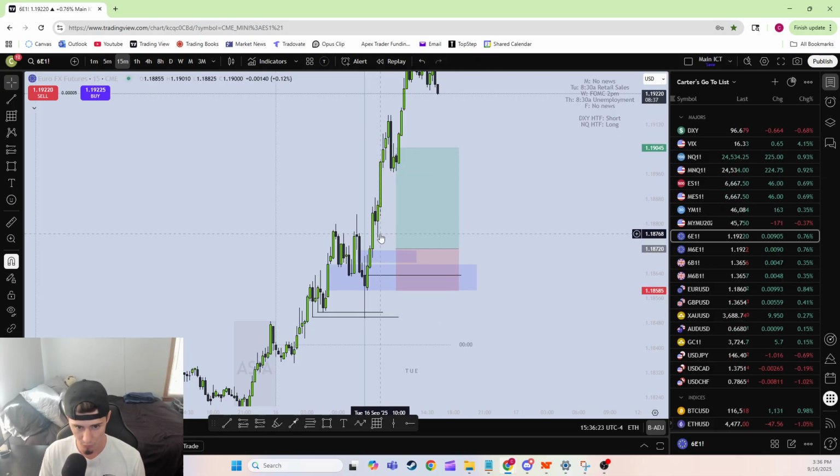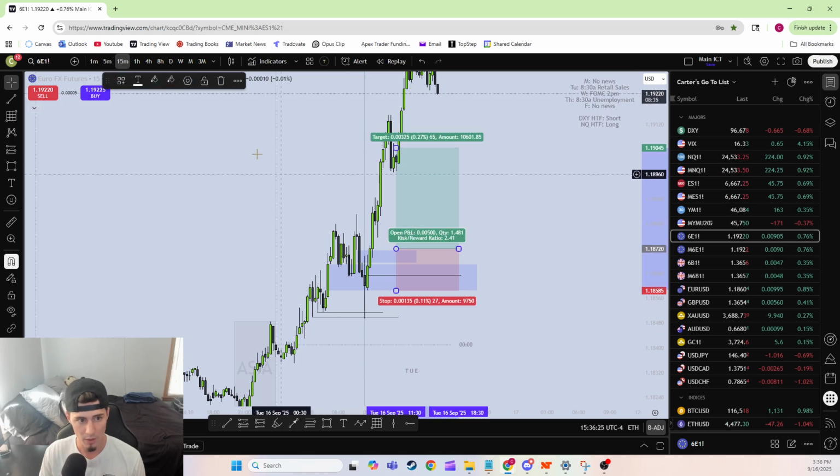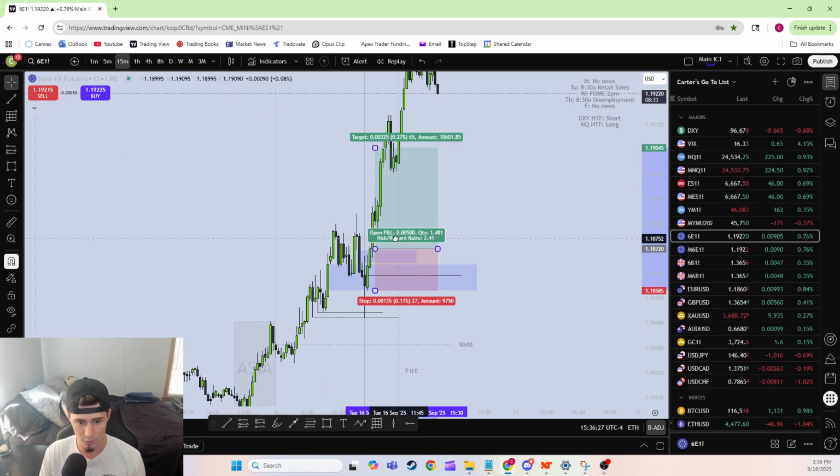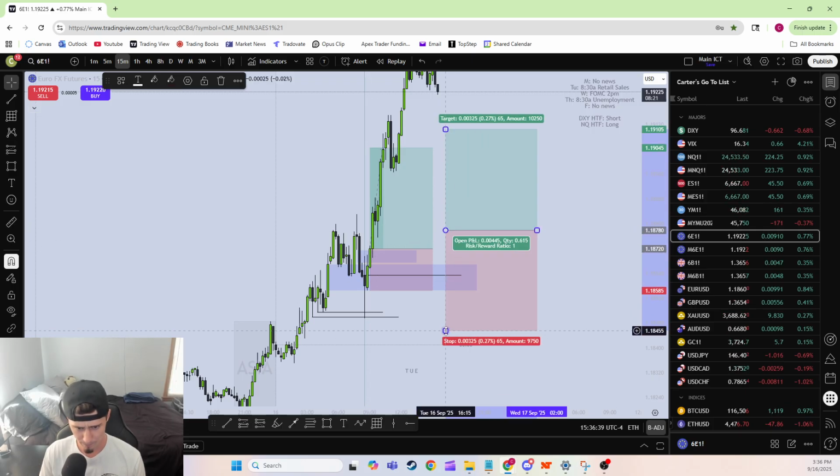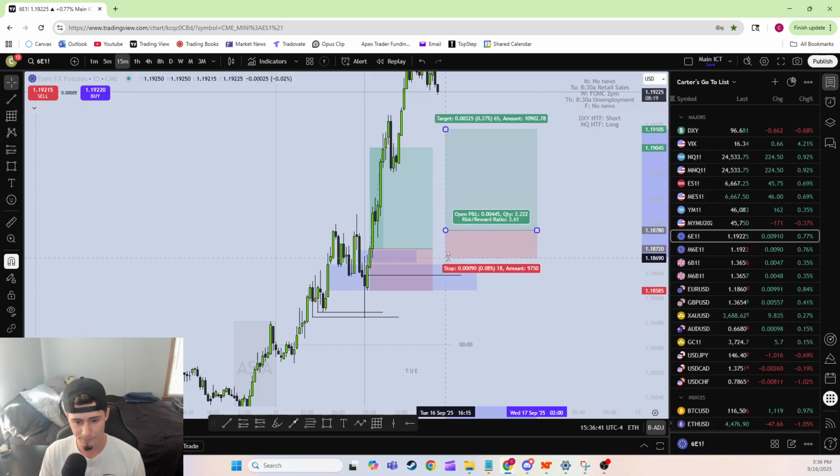What did I do when we retraced back into the fair value gap? I took my position from 3 micros, we'll pop over to the execution in one moment, from 3 micros to 7 micros. I more than doubled down on my position inside of this wick. And what did I do? I moved my stop, right?